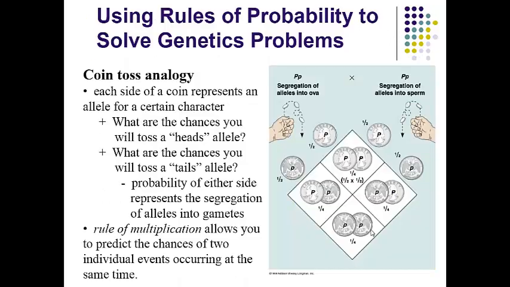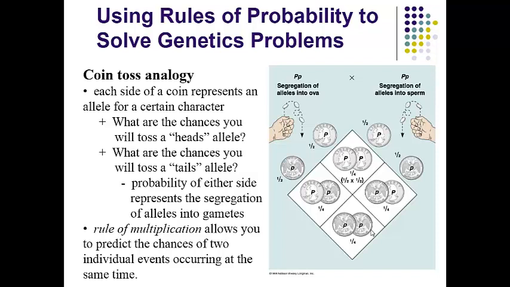Another way to figure out the outcome of genetic crosses, we can use the rules of probability. In particular, we use the rule of multiplication. In order to figure out the likelihood of multiple events taking place at the same time, you're going to multiply the likelihood of each individual event. So, if you were to flip a coin, you would have a 50-50 chance of getting heads versus tails. So the likelihood of getting heads is 1/2, the likelihood of getting tails is 1/2.